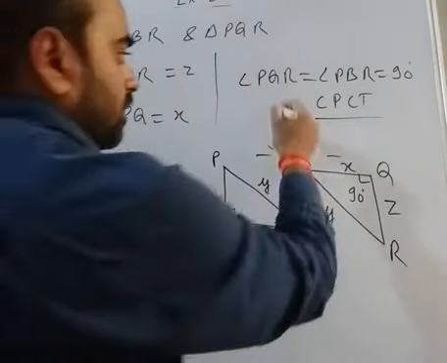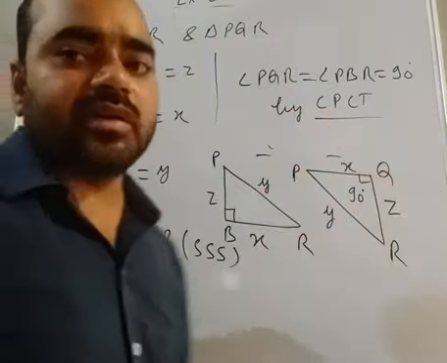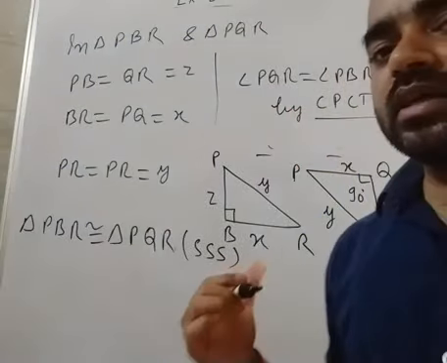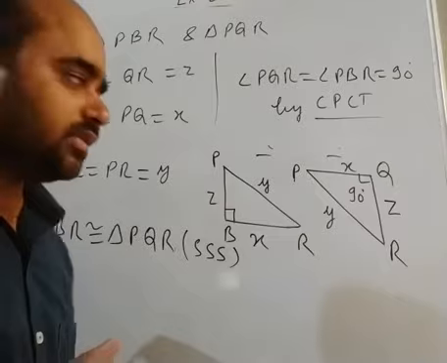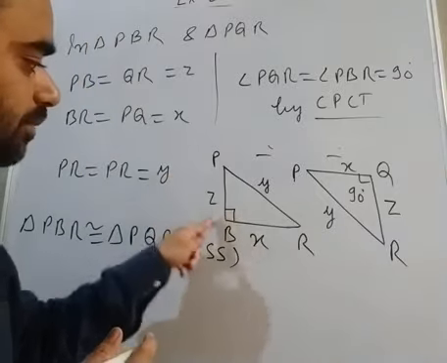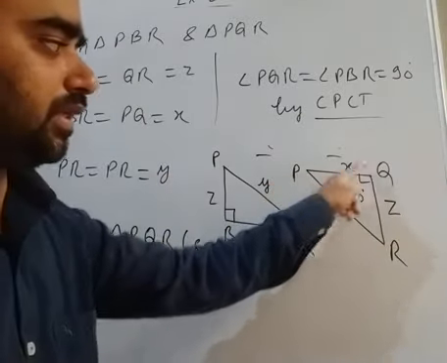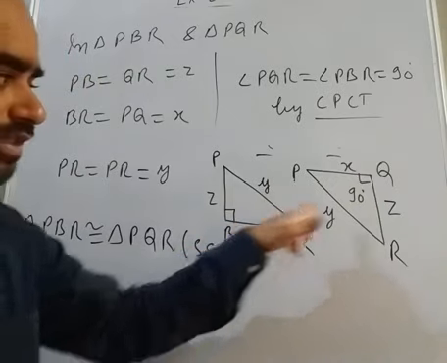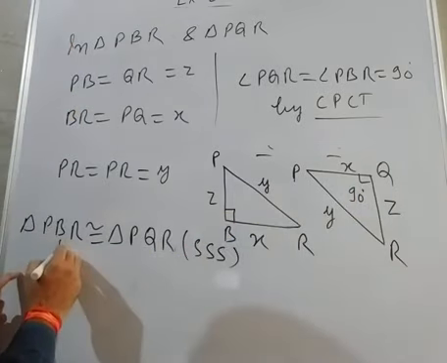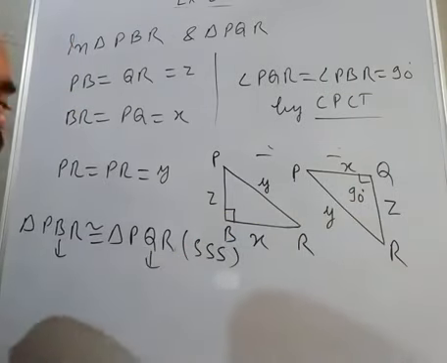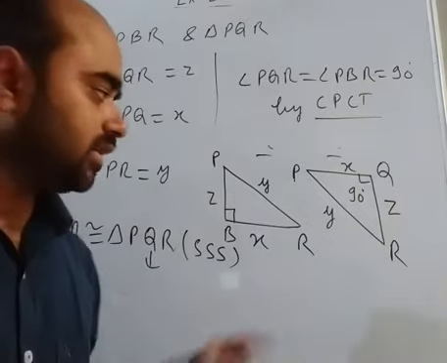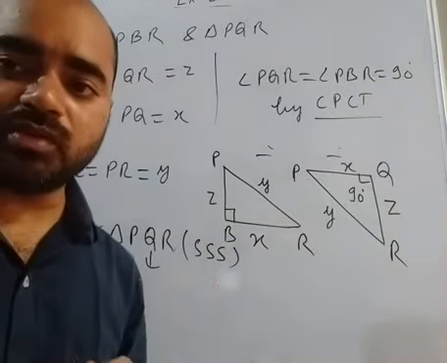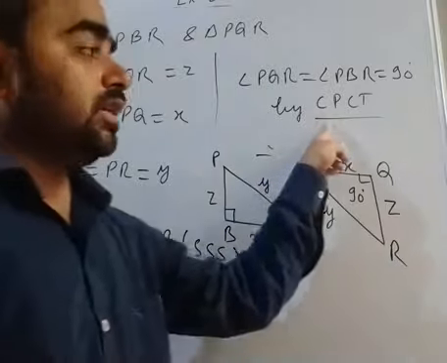Correct? Understood why triangles are congruent? All the three sides are equal. Order is different, that is not a problem. But here PBR is equal to PQR, so B must be equal to Q. Here B is at second place, therefore Q must be also at second place. Why? B is 90 degree, Q is also 90 degree by CPCT.